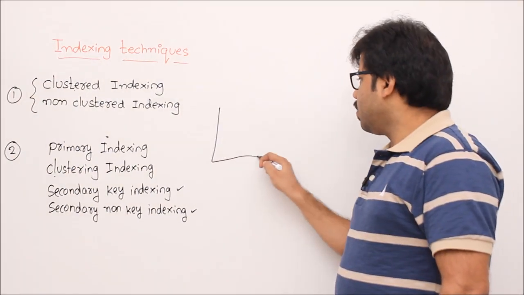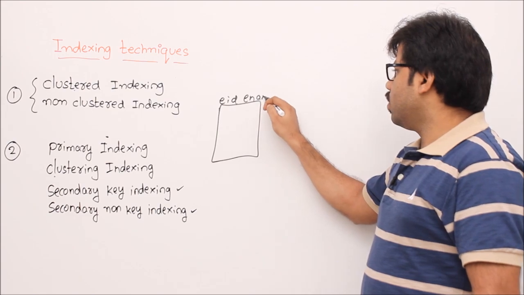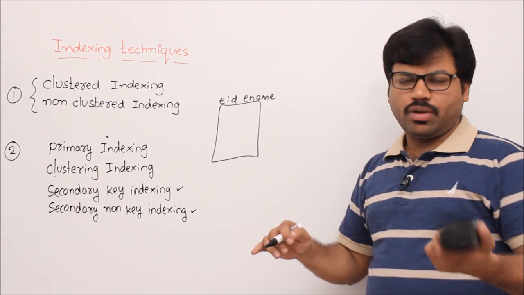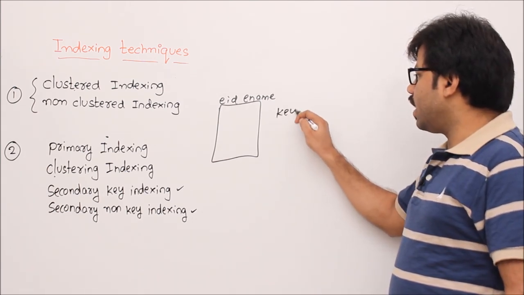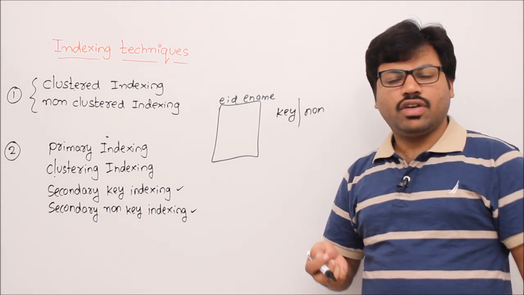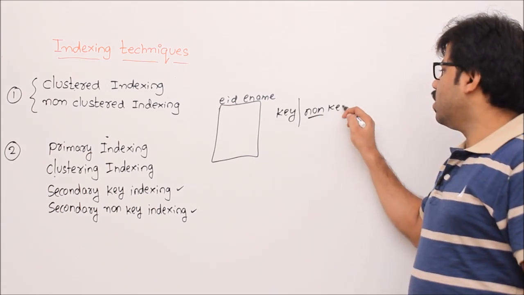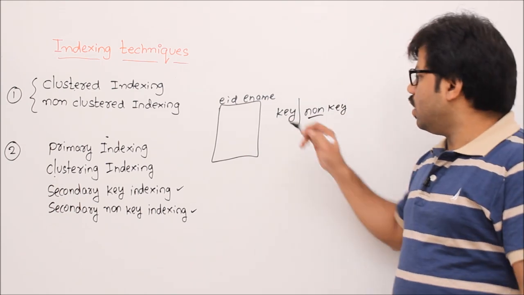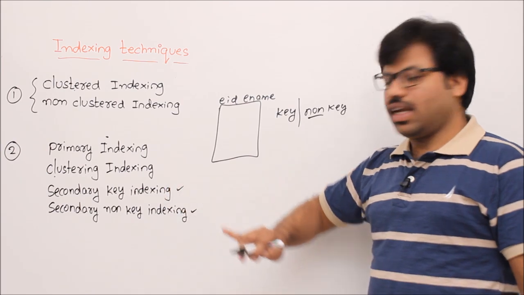Let's take one example. This is employee ID and employee name. In this table, some attributes may contain duplicates, some attributes may not. So let's use the words key and non-key. Key attributes are the set of attributes which generally do not contain duplicates. Non-key is usually the set of attributes which contain duplicates. Using this concept, I am going to define primary indexing, clustering indexing, everything.